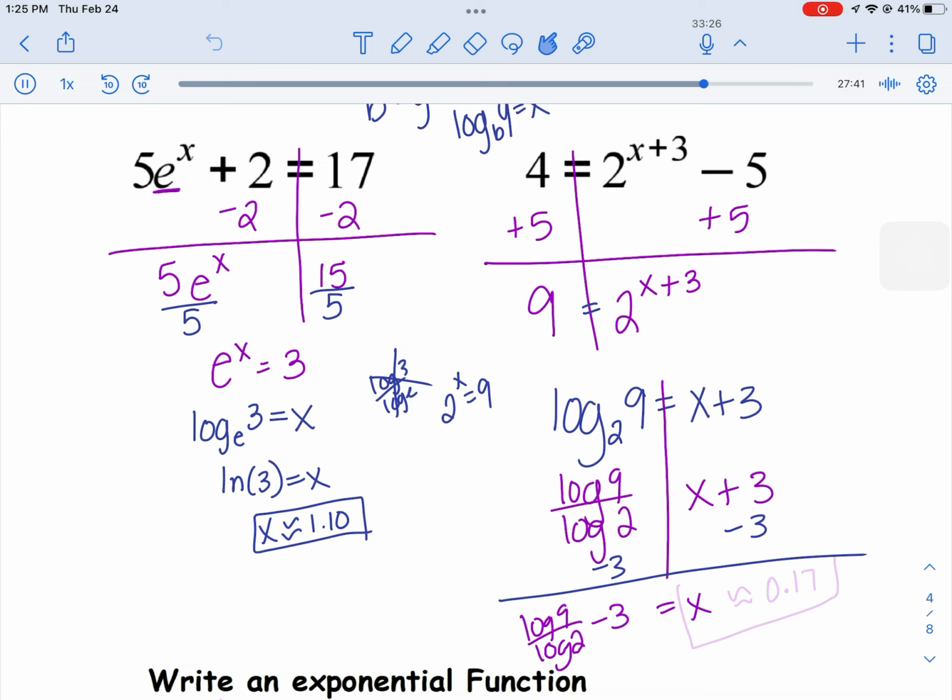And in my calculator, that would be log of 9 divided by log of 2 minus 3, which equals 3.17. And the test asks you to round these to 2 decimal places, so that's what I'm looking for.